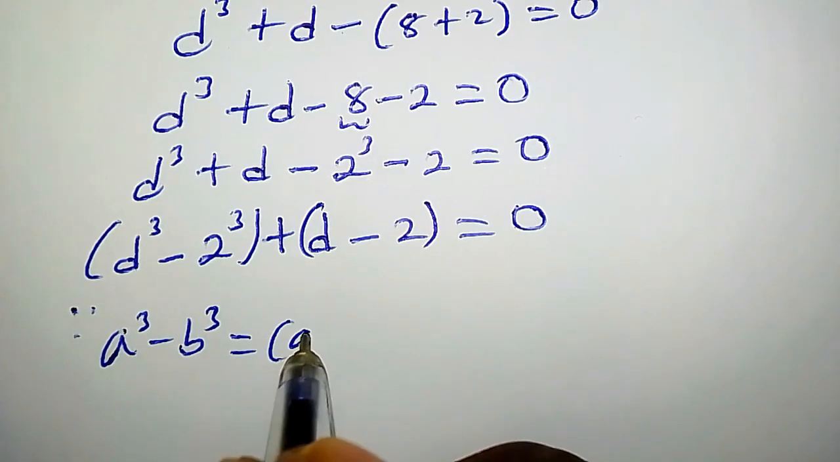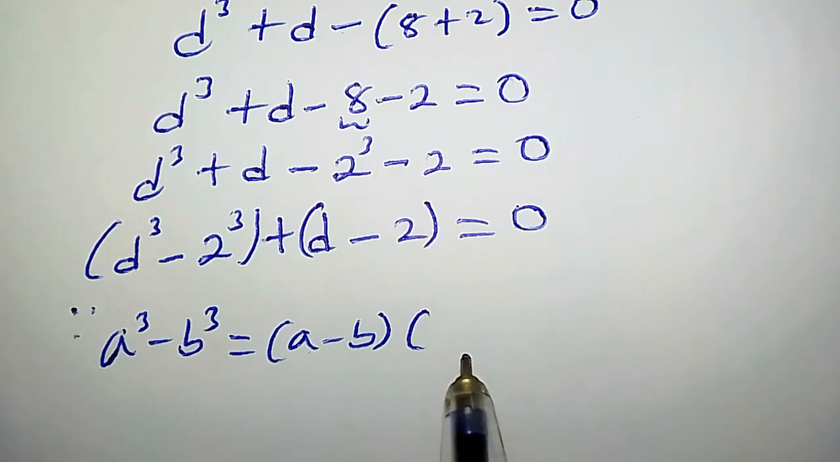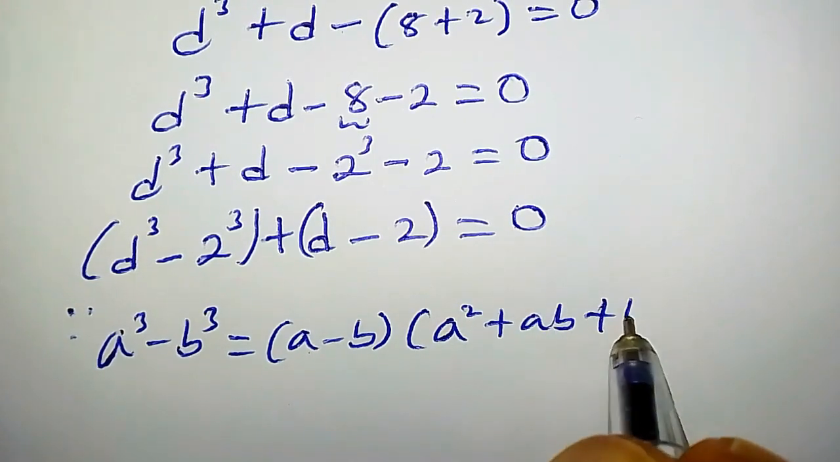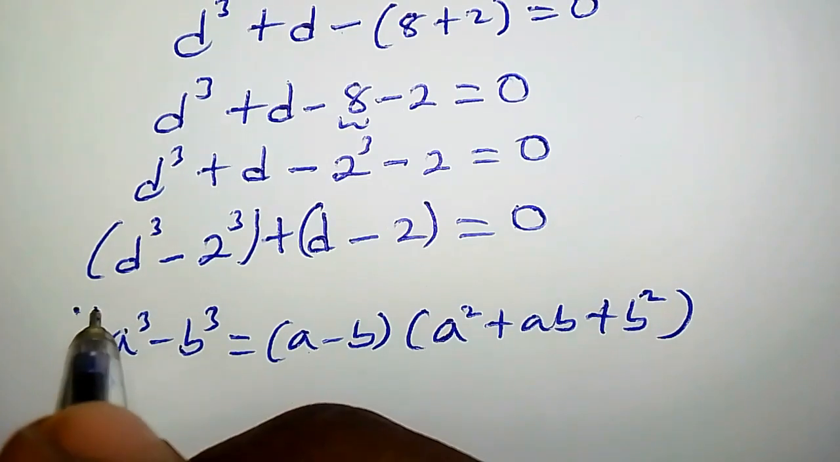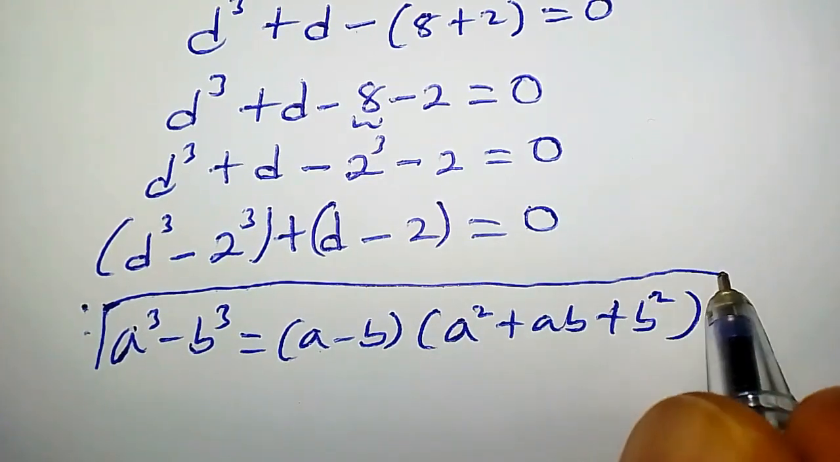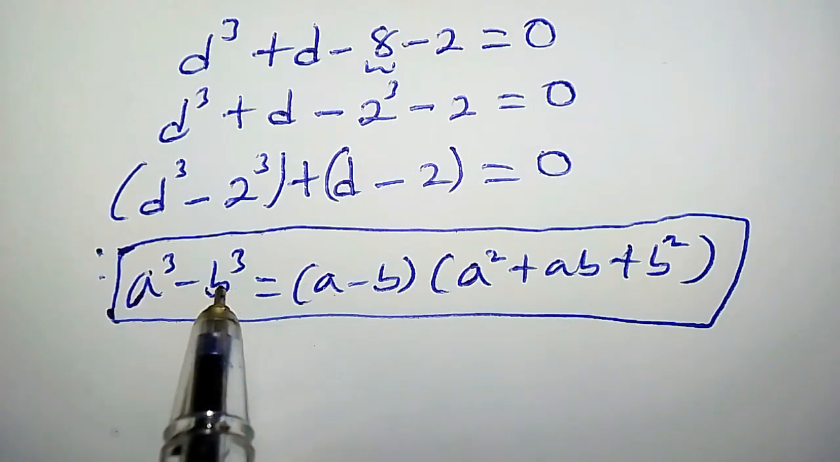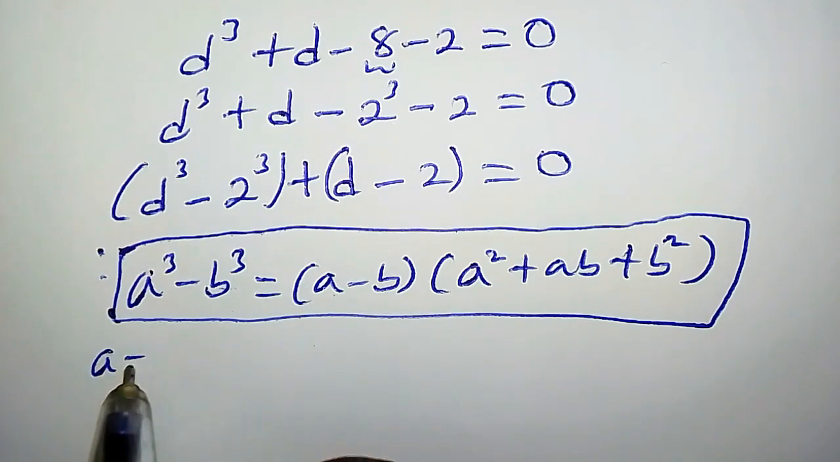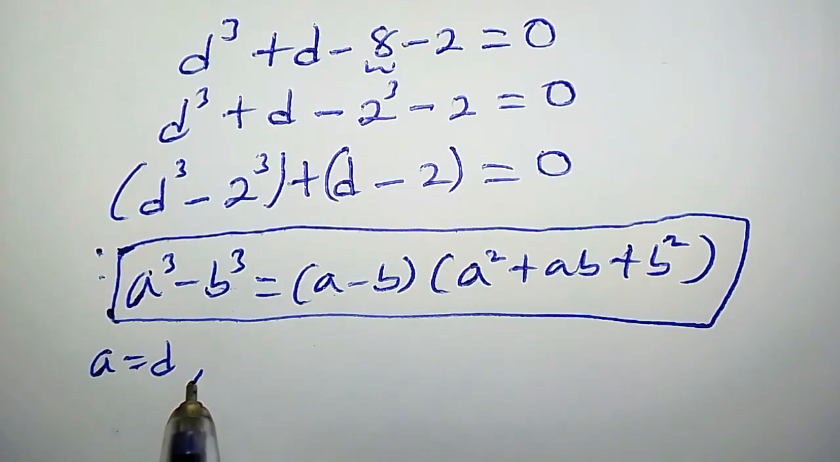Now, recall that A to the power of 3 minus B to the power of 3 could be written as A minus B times A square plus AB plus B square. Take note of this property, it is very important.